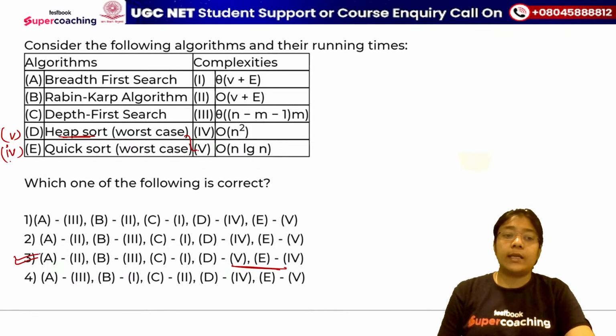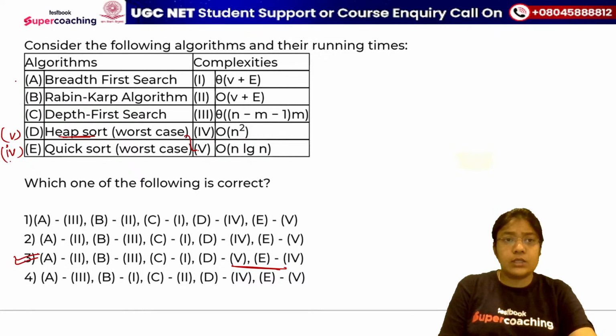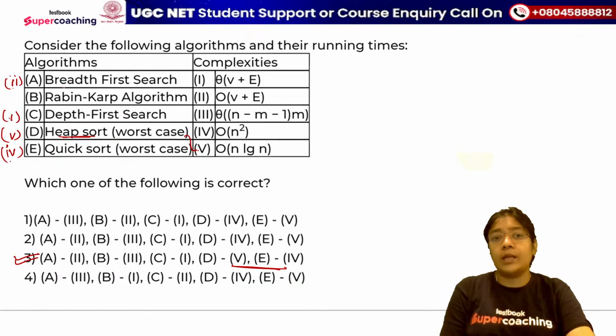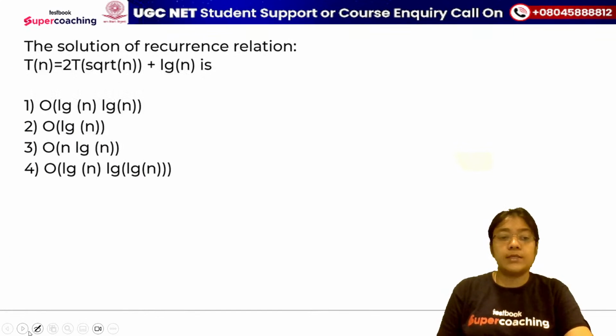So you all are getting it right. Anyhow, we know that for breadth first search it is theta of V plus E. For depth first search also it is V plus E. So this is 2, this is 1, and definitely Rabin-Karp algorithm is option 3. So the correct answer for this question is undoubtedly 3. Everyone is getting it right.